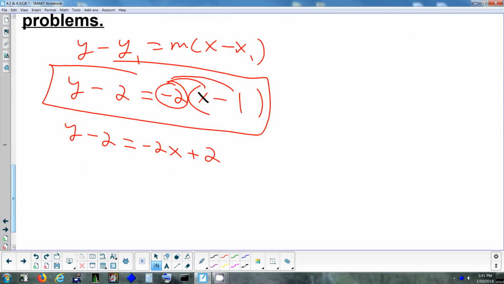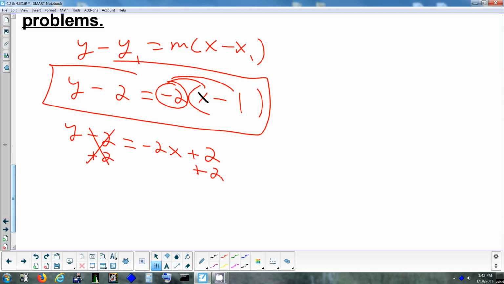Right, now we're kind of halfway between. It's not point slope anymore, but it's not slope-intercept. It's kind of in the middle. Finish it off. What's my last step? To add 2. Add 2. Fred, tell me what I get.